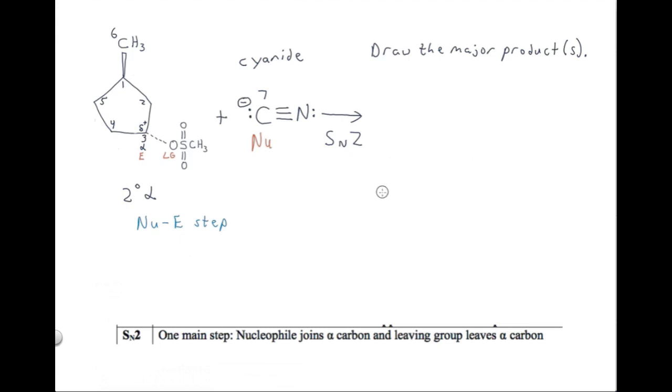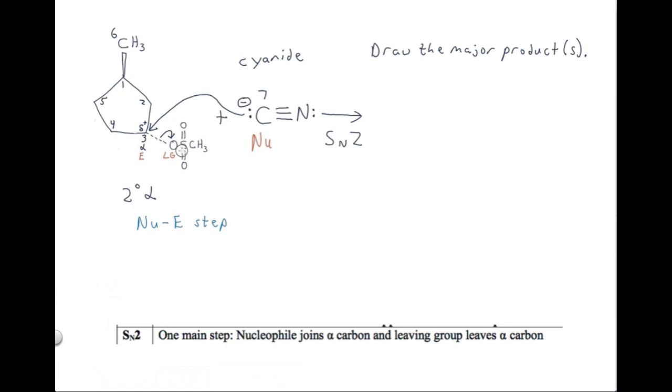Now we can draw the electron pushing arrows. We know that in this step the nucleophile should be joining the alpha carbon. The nucleophile is the electron donor, so the electron pushing arrow goes from the nucleophile towards the electrophilic alpha carbon. But we have memorized that in an SN2 reaction, simultaneously the leaving group also leaves the alpha carbon. So in that same step, we have to draw another electron pushing arrow to show the leaving group simultaneously leaving the alpha carbon.